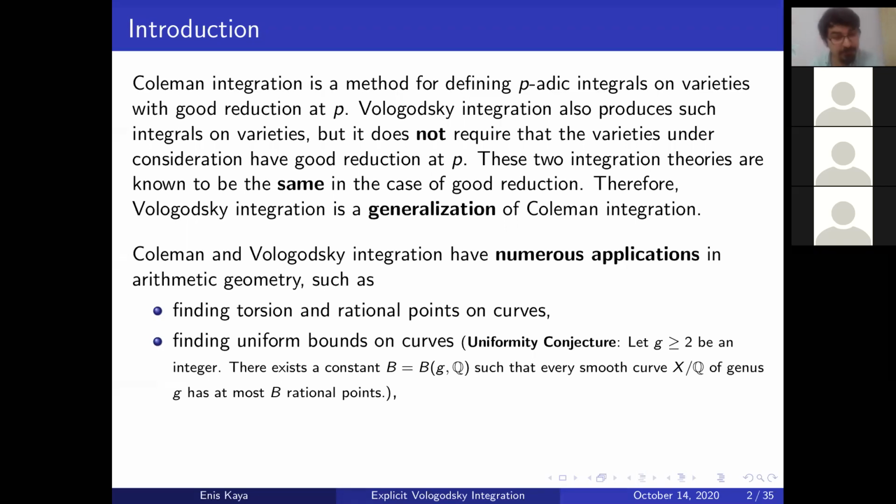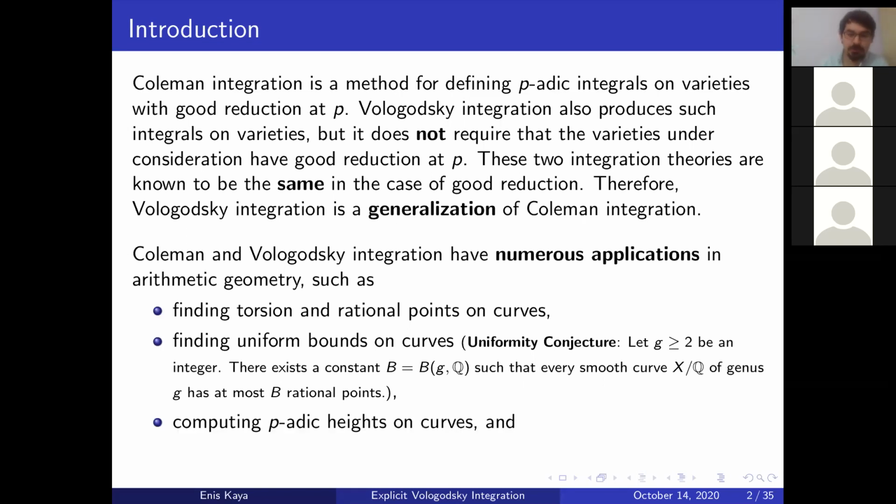There are a few results regarding this conjecture, and some of them use these integration theories. The third one is about computing p-adic heights on curves. p-adic heights are just p-adic analogs of height functions that are used in arithmetic geometry a lot. Some people call them Néron-Tate height, or canonical height, or naive height, whatever you call them. These are just p-adic versions.